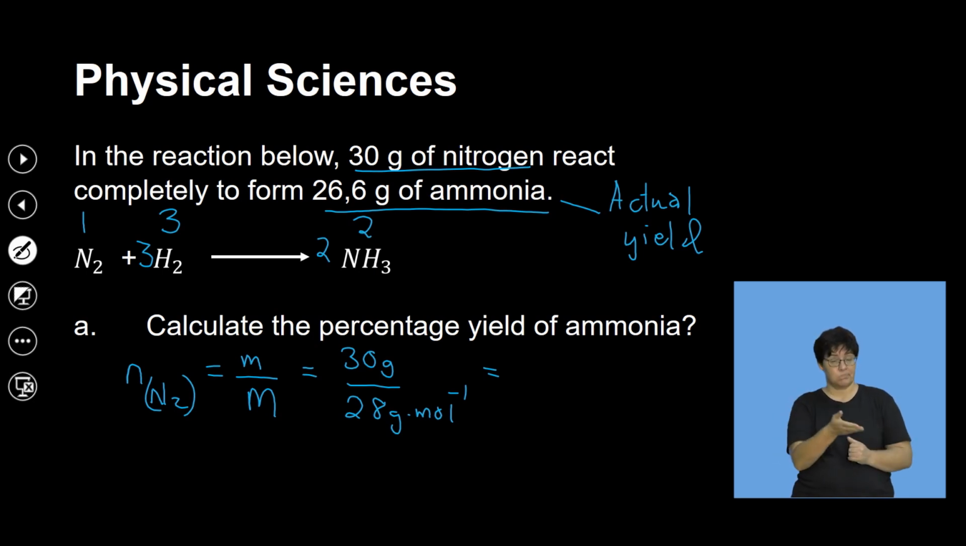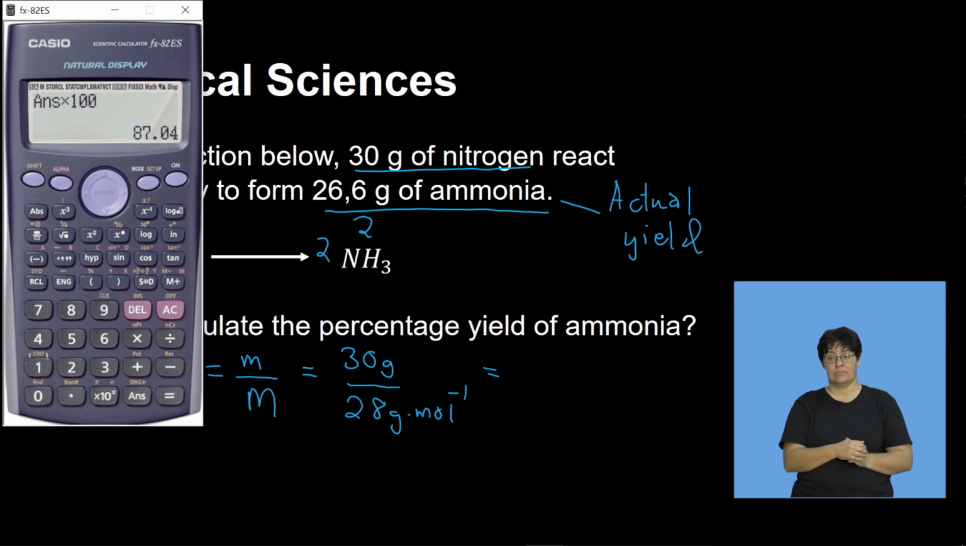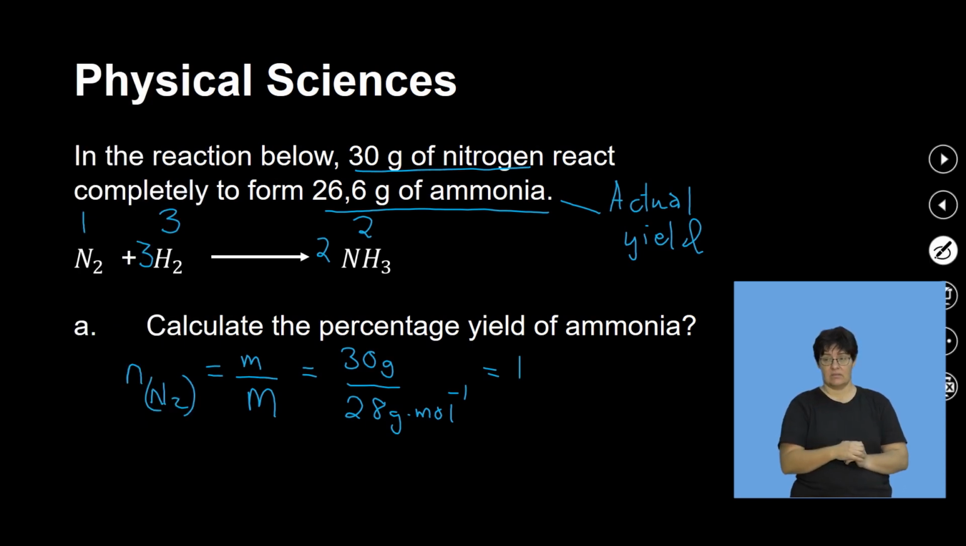So how many moles of nitrogen are present in that? We can quickly determine that, right? So what do we have? We've got 30 divided by 28. This is the actual number of moles, which is 1,07 moles. All right, so that's the number of moles of nitrogen.